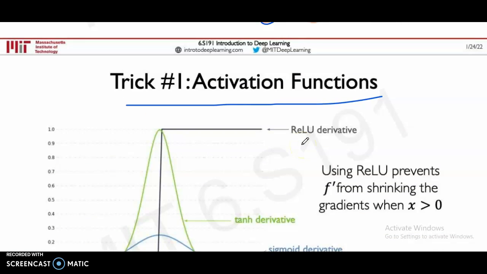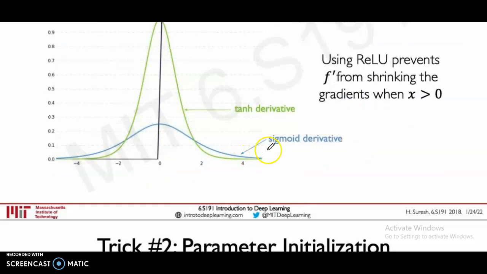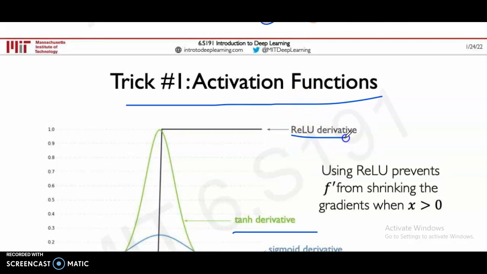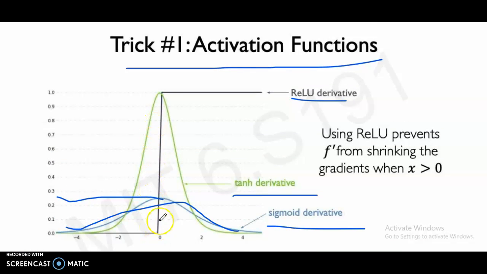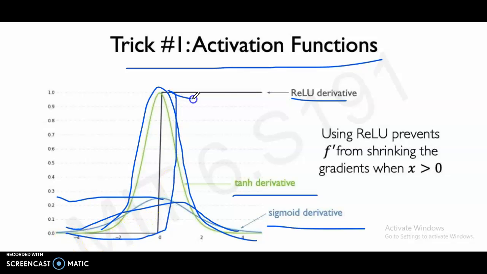There are three functions forming here. First one, the sigmoid derivative, tanh derivative, ReLU derivative. The sigmoid derivative is this much only, approximately 0.2, 0.2 to 0.5 like this. Tanh is another, the tanh derivative, with a different bell shape.